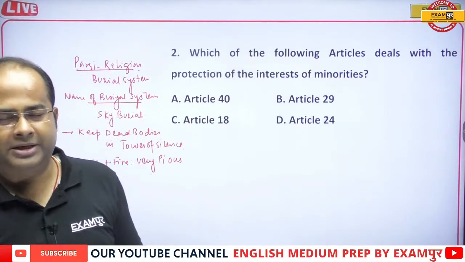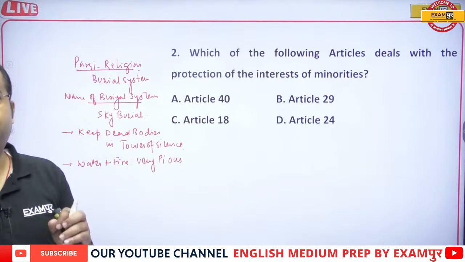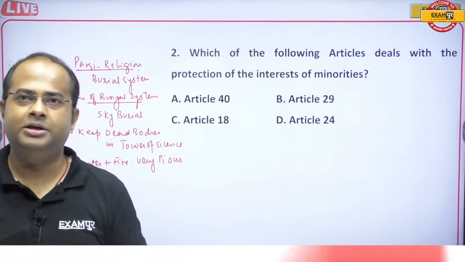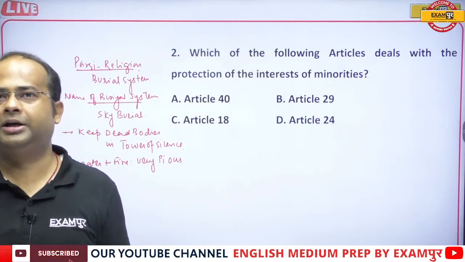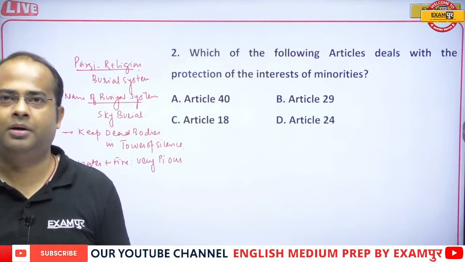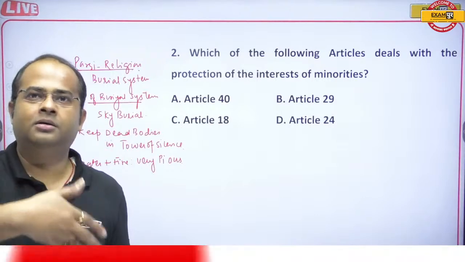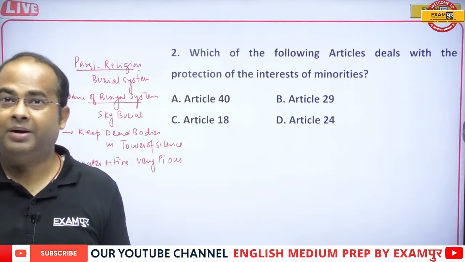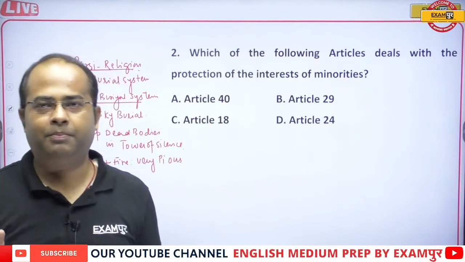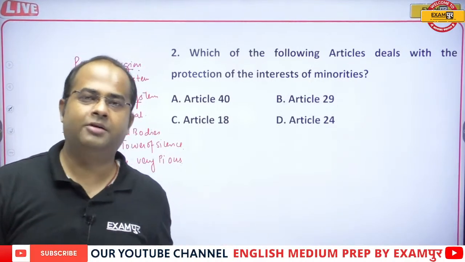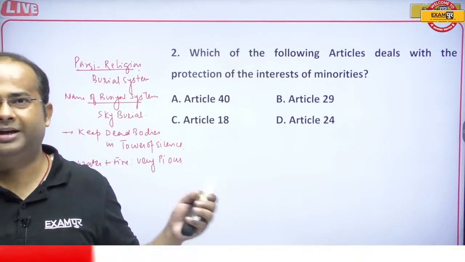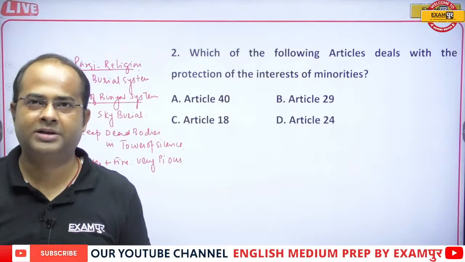See, what happens in Parsi, generally there are two methods. Now the number of vultures is decreasing. That is a carnivorous bird. So what happened is that now they are using the fire burial system, but some of the Parsis still believe in their traditional method of sky burial. They still believe in the traditional method of sky burial.